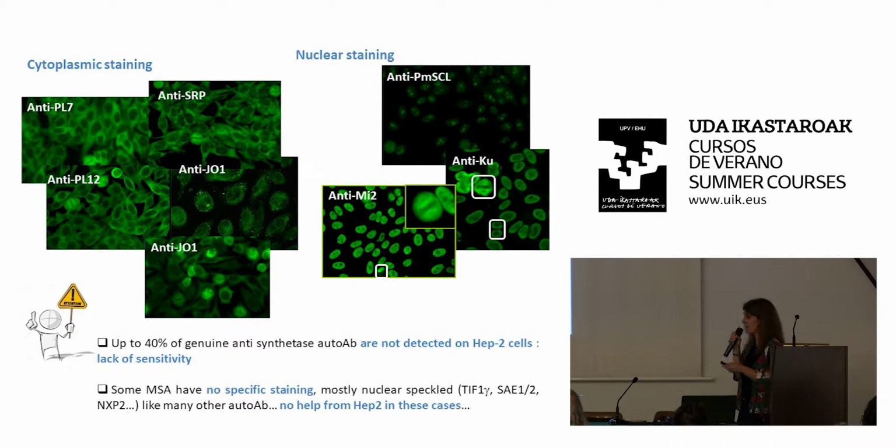It's not stained, the nucleus is negative, but around the nucleus you get a strong cytoplasmic staining. It's fine speckled and around the nucleus. Here it's anti-PL7 autoantibodies that give rise to this kind of fluorescence pattern. Here an anti-PL12, you can see it's quite similar.